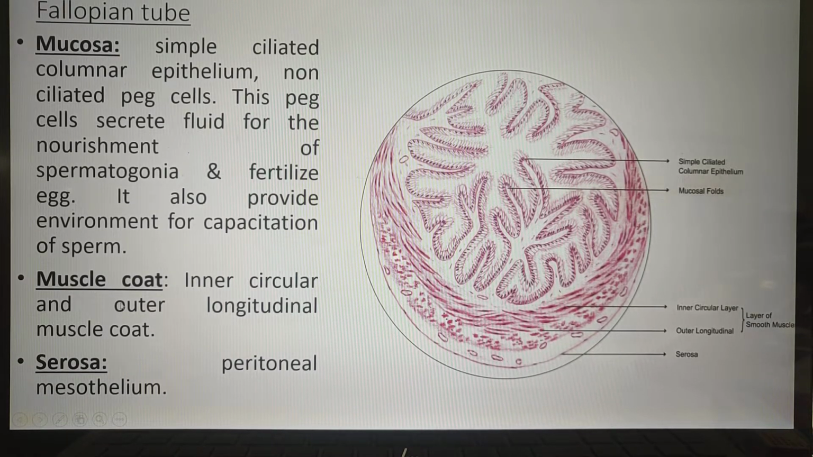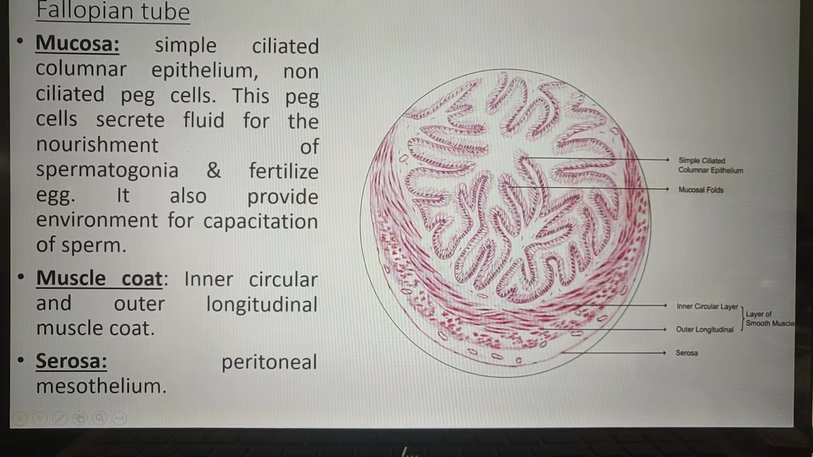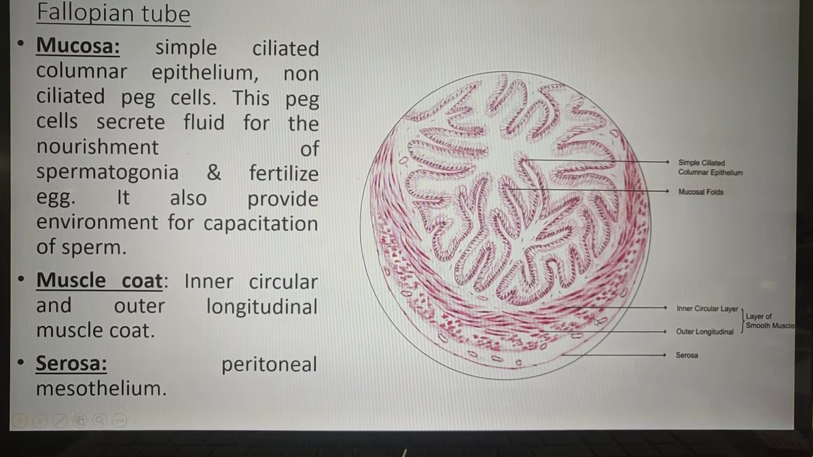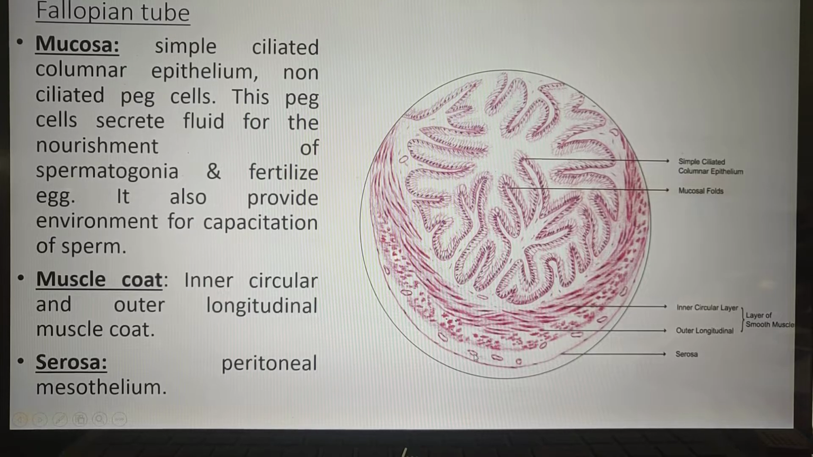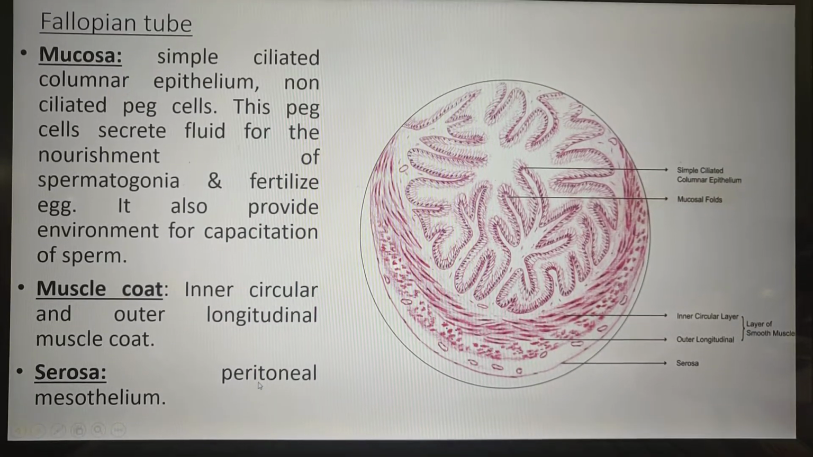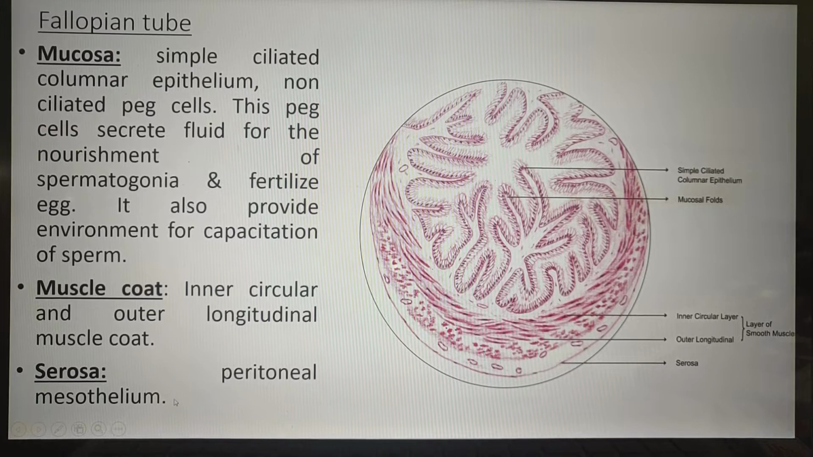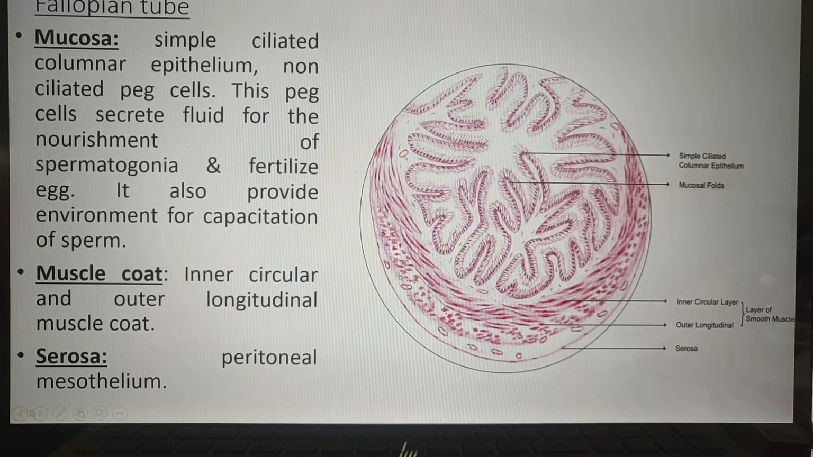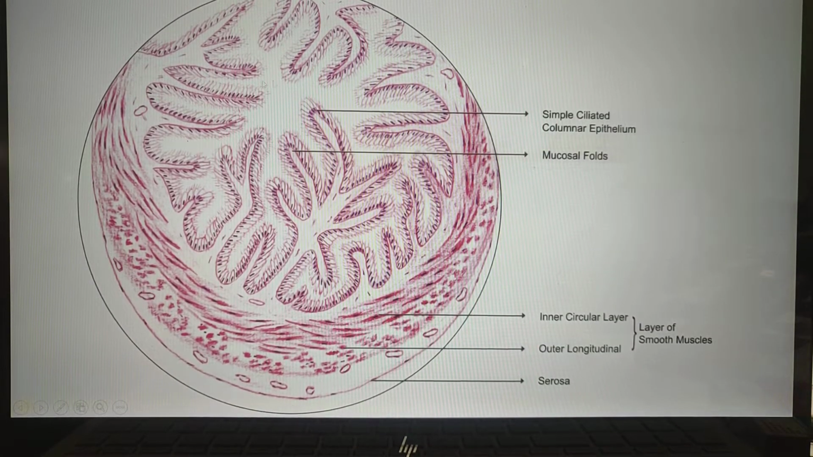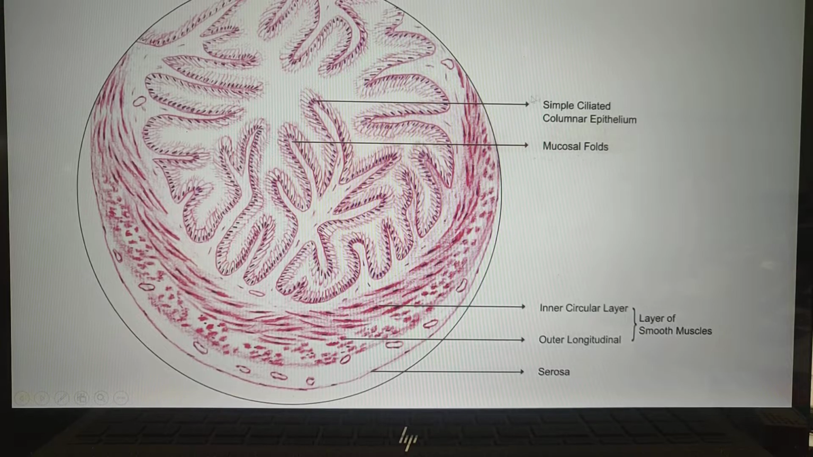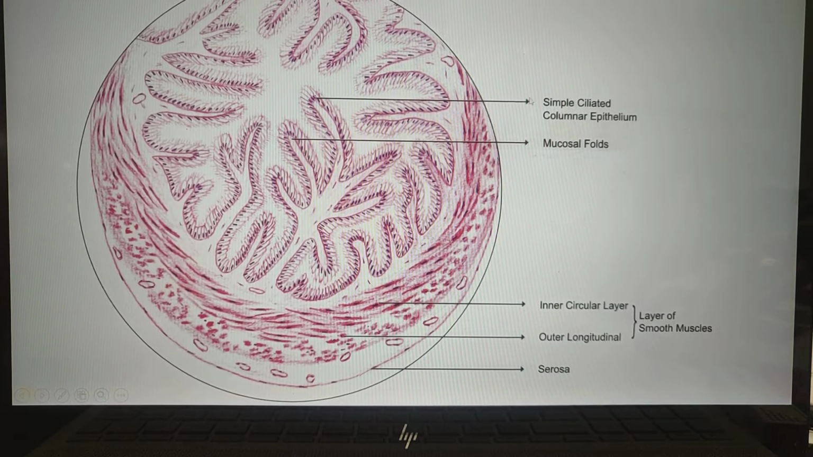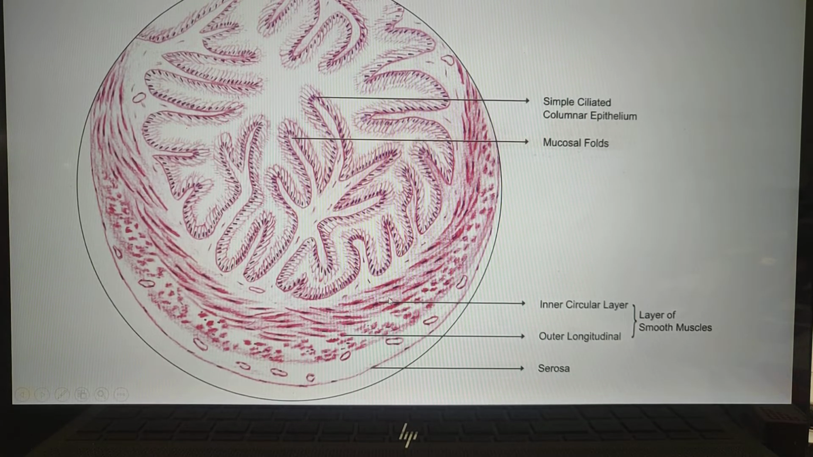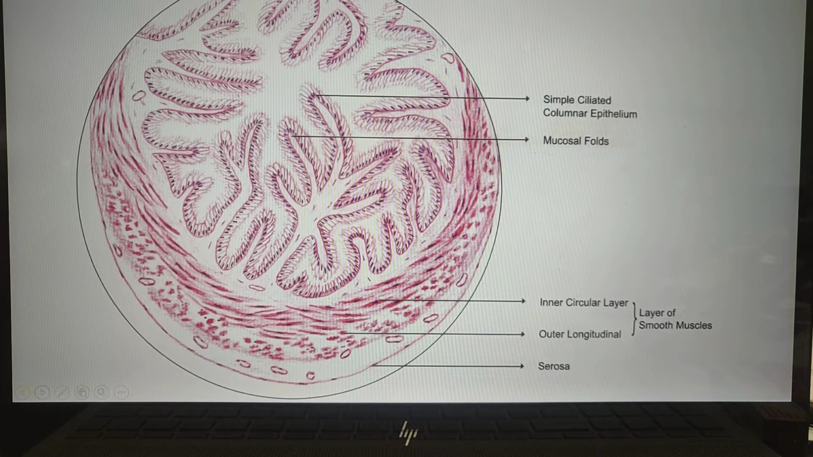The muscular coat is formed by two layers, inner circular and outer longitudinal muscles. Serosa is a very thin peritoneal mesothelium. So here you can see the enlarged view of the fallopian tube. It is lined by simple ciliated columnar epithelium. Mucosal folds are abundant, and there is a muscle layer, inner circular and outer longitudinal, and outermost is the serosa.